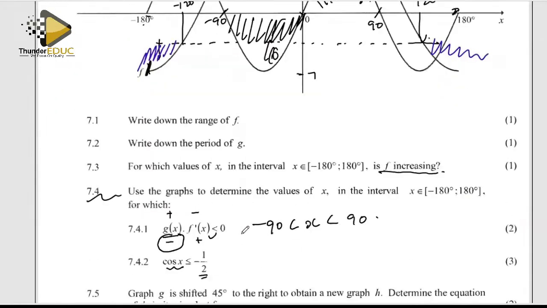So the answers for that will be -180 is less than or equal to x, less than or equal to -120. And then on that side, we shall have 120 is less than or equal to x, less than or equal to +180. So that is how I would have obtained that.